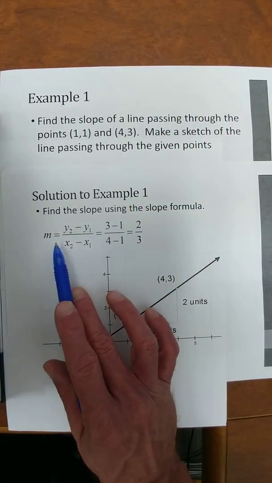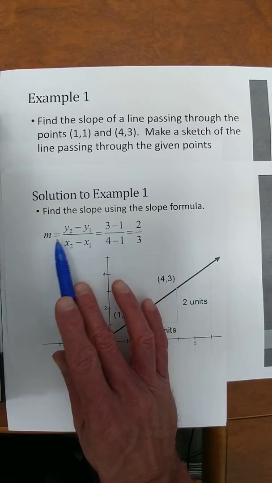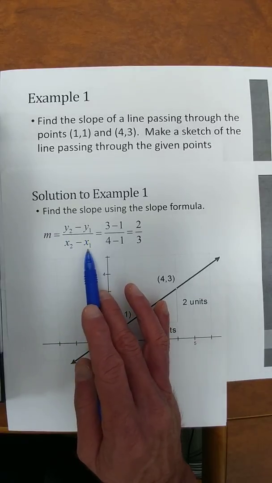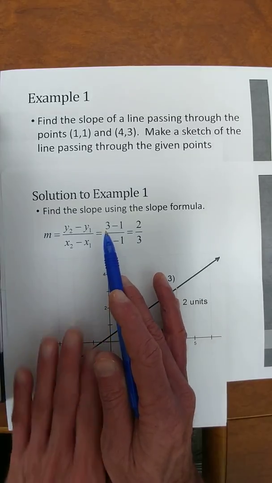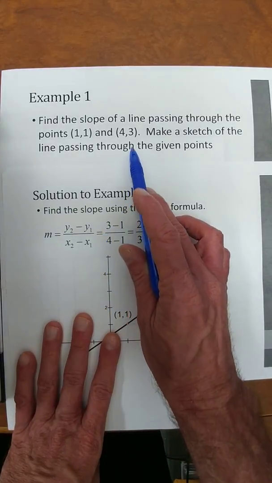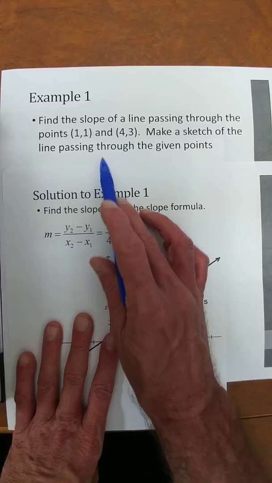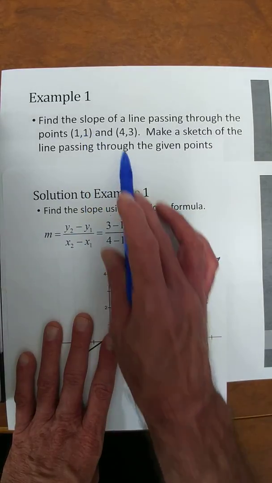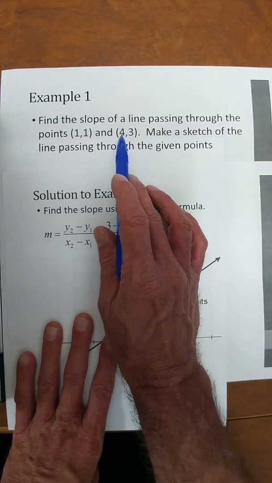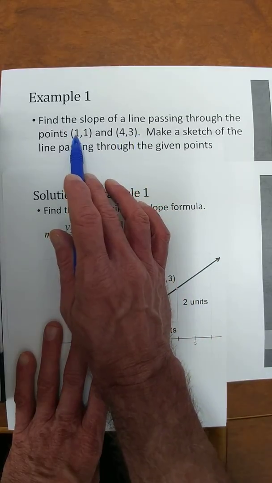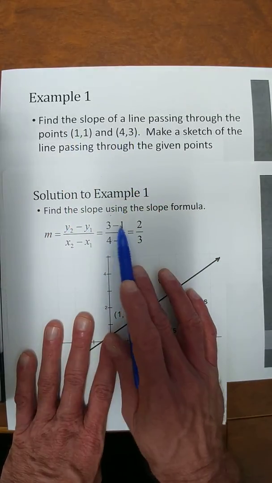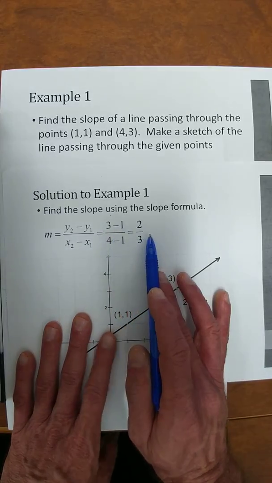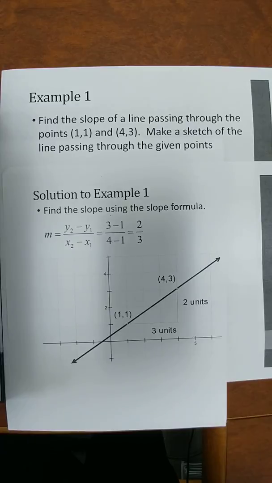So we will go to the slope formula, which is m equals y sub 2 minus y sub 1 over x sub 2 minus x sub 1. If we plug those points in, it will be 3 minus 1 for your y values, and then second x coordinate is 4 minus first x coordinate is 1. Well, if we simplify that, 3 minus 1 is 2, 4 minus 1 is 3, so my slope is 2/3.